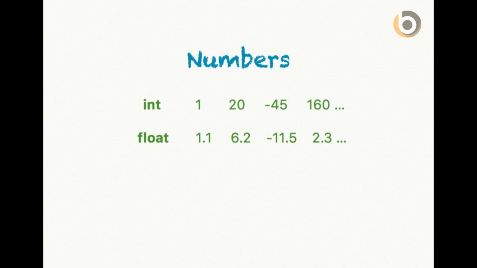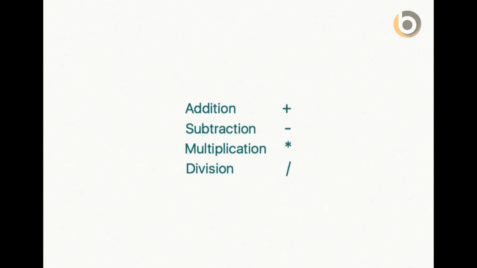Second category is float, which includes numbers with decimal points. Int and float here are called the data types of these numbers in Python. So the numbers without decimal points have data type int and numbers with decimal points have data type float. All operations like addition, subtraction, multiplication and division can be performed on numbers. For multiplication we use the asterisk sign.